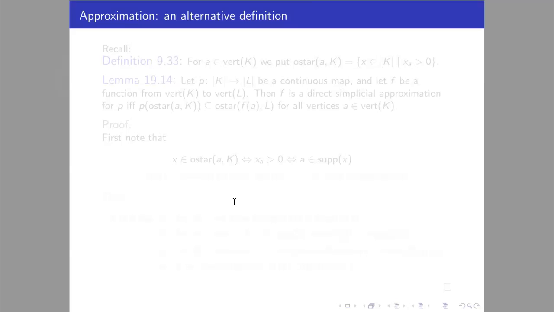We also want to introduce a slight variation on the definition of a direct simplicial approximation, just a slightly different way of phrasing the same definition. So we're going to do that in terms of open stars. Okay, so we've got some vertex A of K, then the open star of A in K is going to be the set of points x where the coefficient of A is strictly positive. And so that's easily seen to be an open subset of the realization of K.